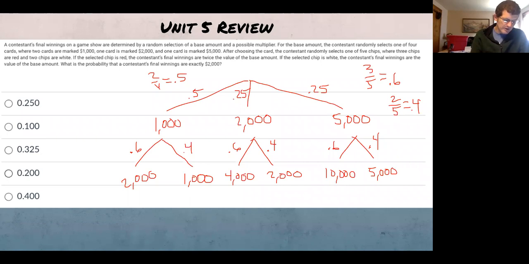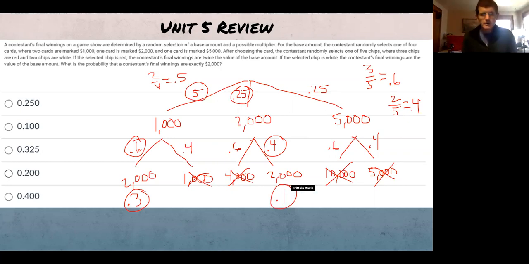Now, these results we don't care about. In fact, the only results we care about are the 2,000. So what I can do is multiply the probability along these tree limbs. So 0.5 times 0.6, there's a 0.3 probability that this is the outcome. And I can do 0.25 times 0.4, which gives me 0.1. These are mutually exclusive events. You cannot have both of these happen. So I can just do a straight addition and get 0.4 as my answer.